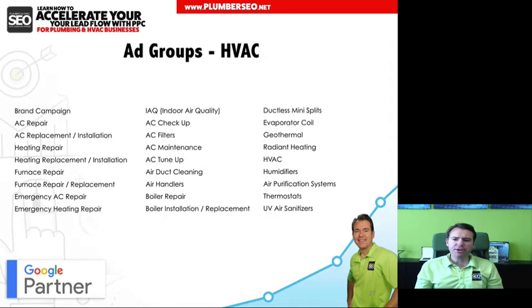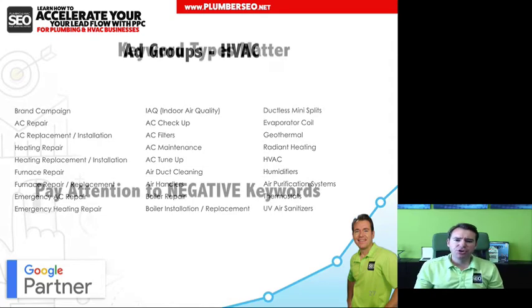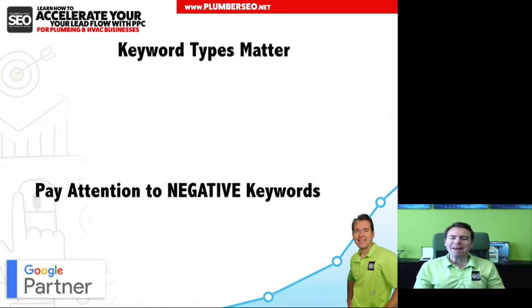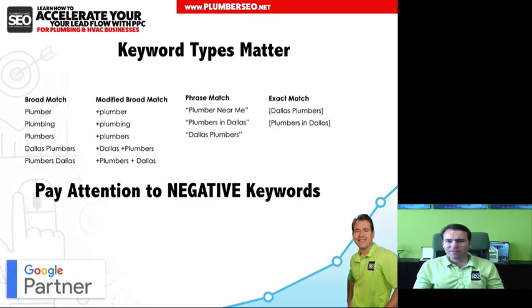And you definitely want to be sure that you're paying attention to keyword match types. So there are really 4 primary keyword match types. There's broad match, modified broad match, phrase match, and exact match. And so with broad match, you're just typing in plumber, plumbing, plumbers, Dallas plumber, that type of thing, and you're telling Google anything that's remotely close to that, I want to bid on it. And that's a very dangerous way to play.